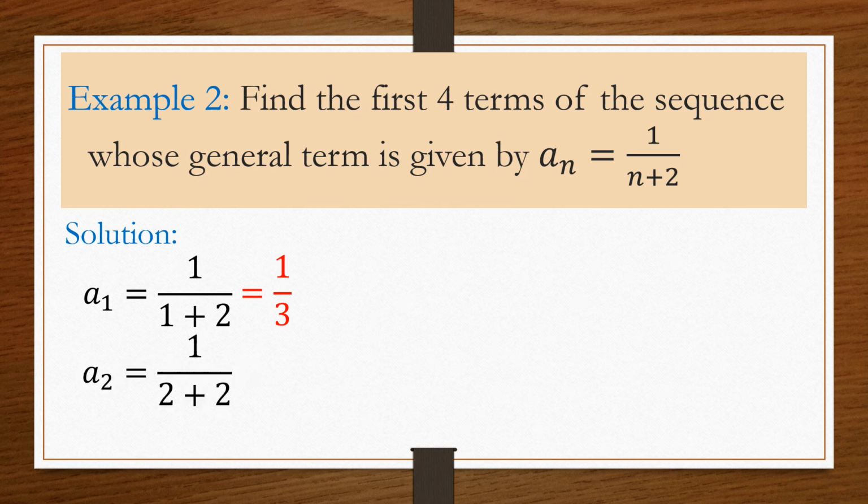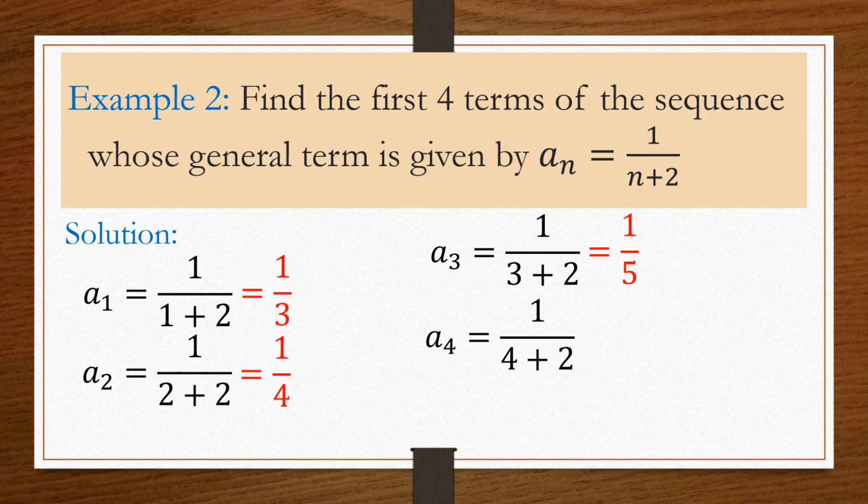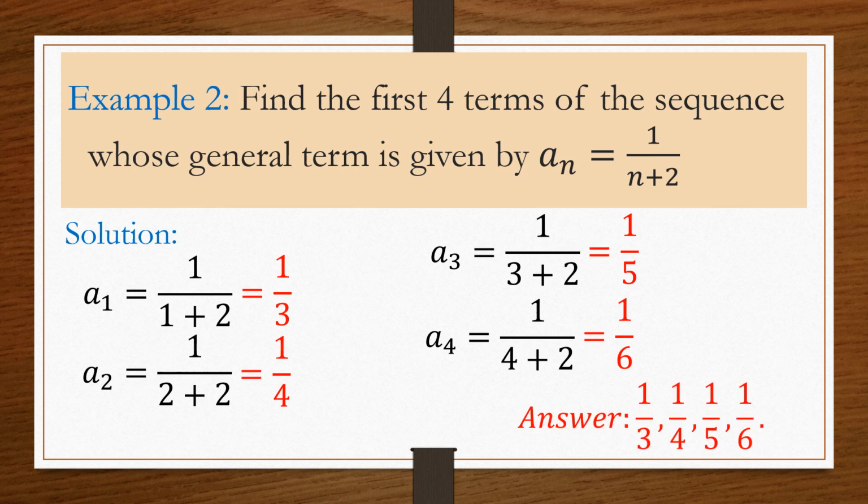For the second term, we have a sub 2 equals 1 over 2 plus 2, and that is equal to 1/4. For a sub 3, we have 1 over 3 plus 2, and that will give us 1/5. For the fourth term, which is a sub 4, equals 1 over 4 plus 2, and that will give us 1 over 6. So the first four terms of the sequence whose general term is given by a sub n equals 1 over n plus 2 are 1/3, 1/4, 1/5, and 1 over 6.